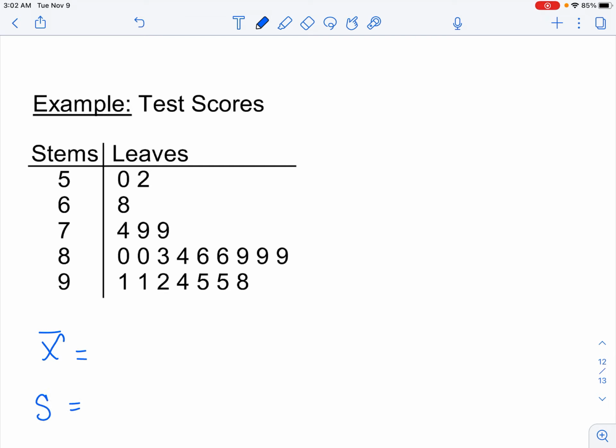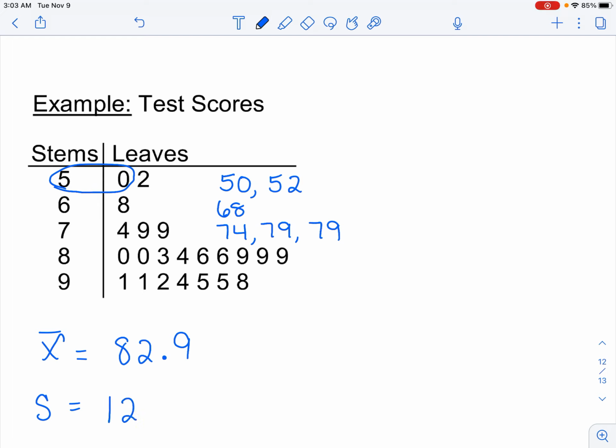I encourage you to pause the video, take a minute, and practice finding the mean and standard deviation. I want to remind you that when you see this, that's equal to the number 50. And then the 5 with the 2 next to it is 52. The next number is 68. And then I've got 74, 79, 79, and so on, okay? So that's how you input the data into the calculator. These are all double-digit numbers because they're test scores, okay? So you need to be able to read this stem and leaf plot to type all your numbers in. But x bar ends up being 82.9 after rounding. And then s comes out to 12.7.